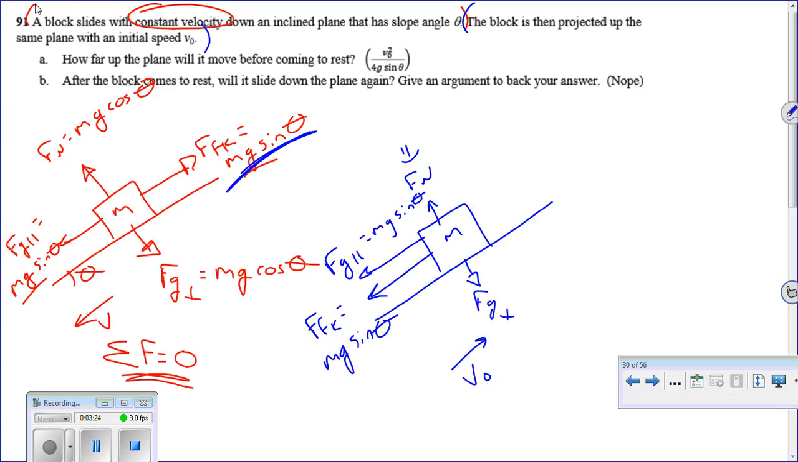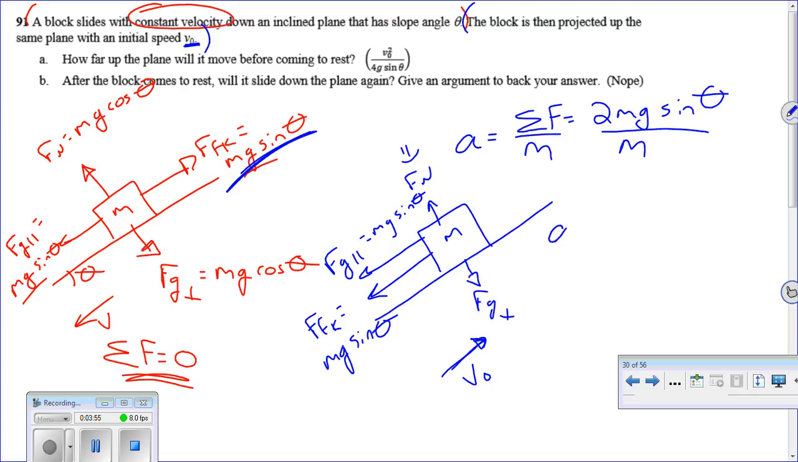So that means that my net force while the block is sliding up the ramp is 2 mg sine theta, right? Remember, because the block is being projected with some initial velocity, you've got a starting velocity, but after you get that, there's no force pushing it up the hill. So there's my net force. Now, the acceleration of the block then is net force divided by mass. Aha! So that means my acceleration is 2g sine theta, right? So both gravity and friction are slowing it down.